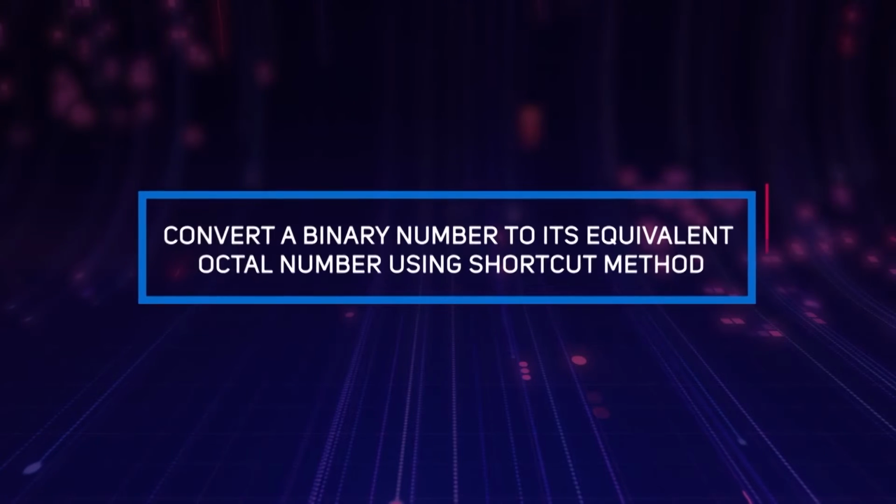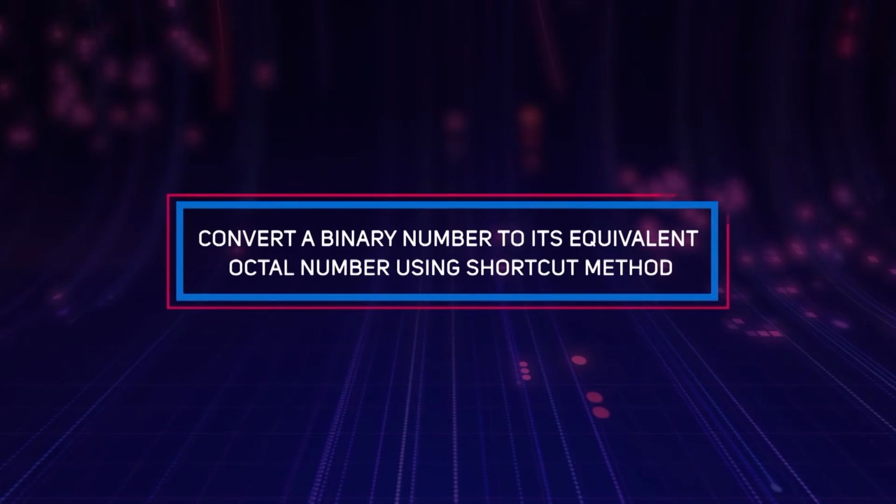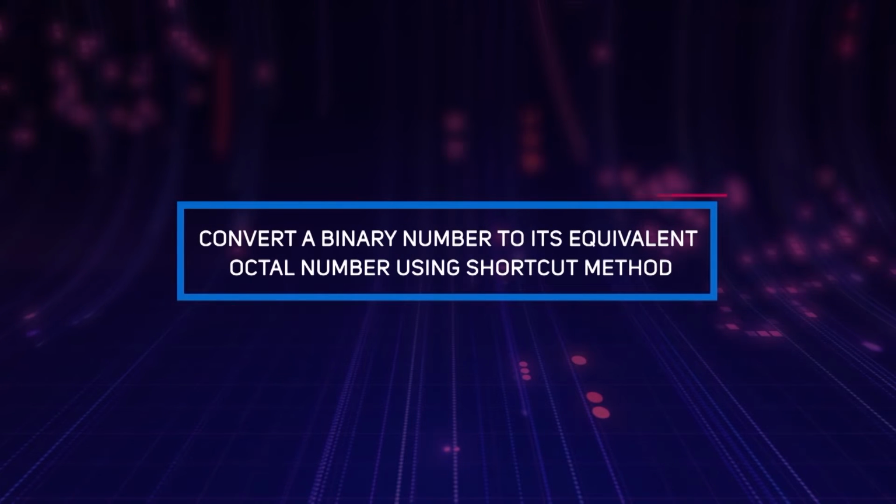A shortcut method is also suggested to convert numbers between binary, octal and hexadecimal. Let's see how to convert a binary number to its equivalent octal number using the shortcut method. The first step is to divide the digits into groups of 3 bits starting from the right. Then convert each group of 3 binary digits to the equivalent octal digit. I will do one example.